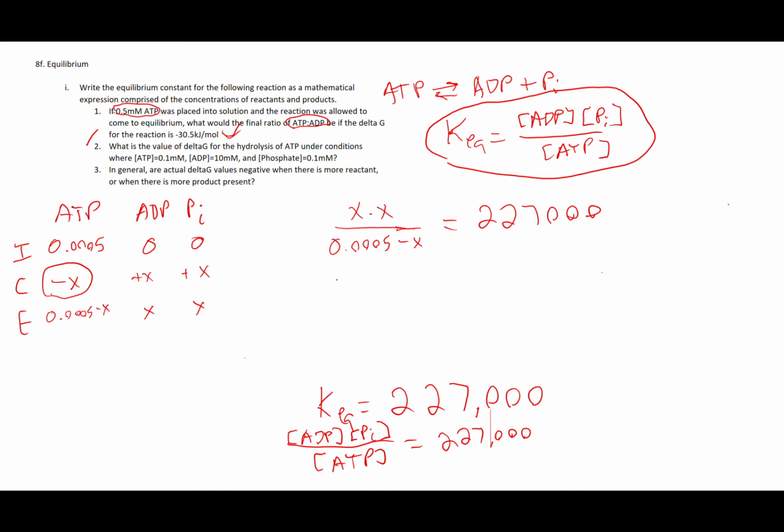All right, so the way we're going to do this is we're going to try to get everything on one side of the equation. So it's kind of an intermediate thing. We'll cross multiply both sides by the 0.005 minus x. And so we're going to end up with 113.5 minus 227,000x. Double check that.